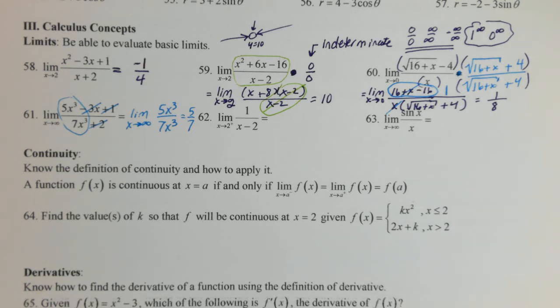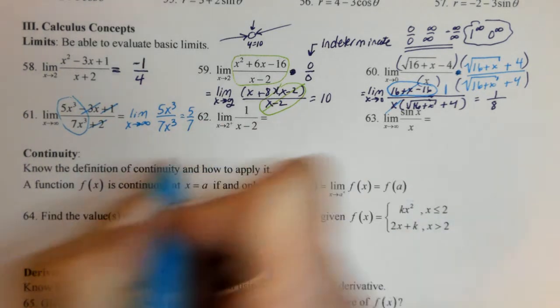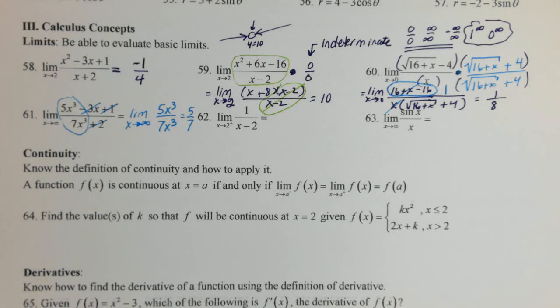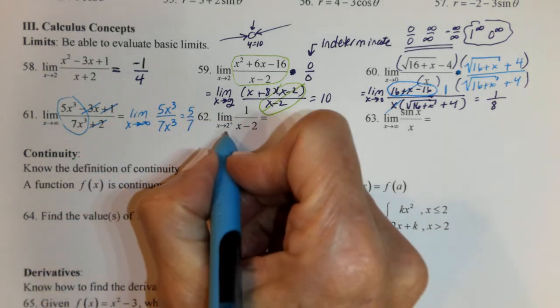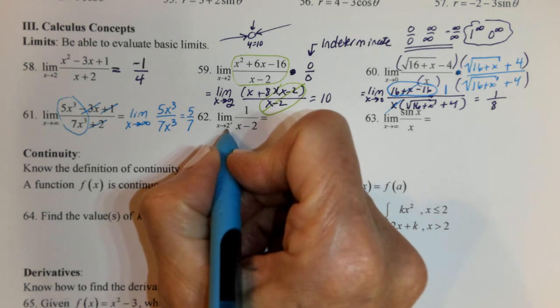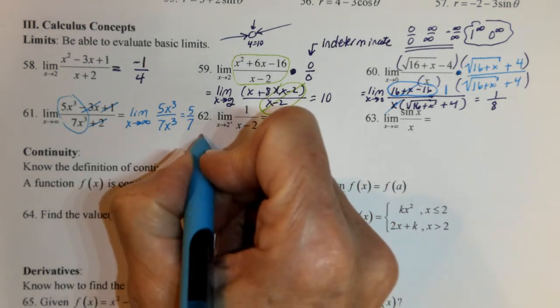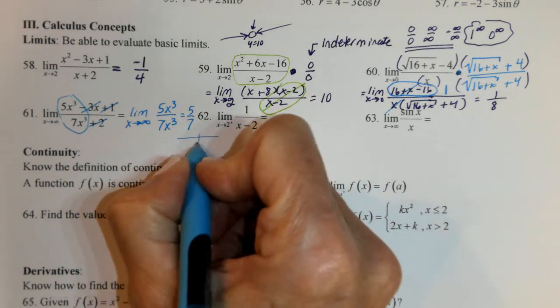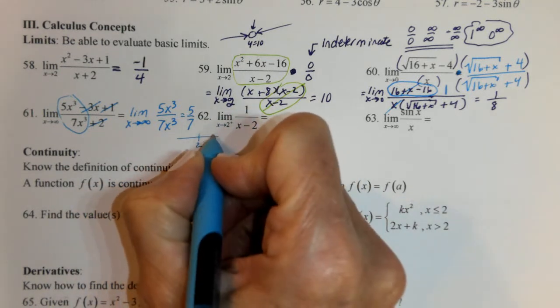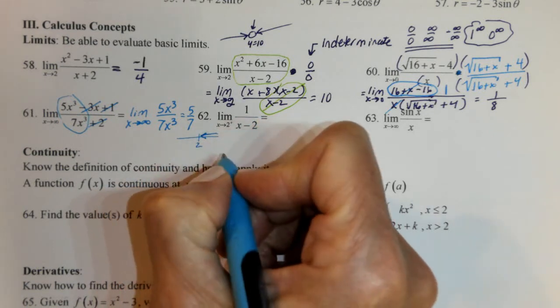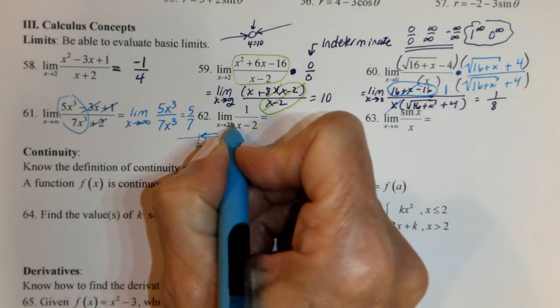Okay, in number 62, we have a one-sided limit. x is approaching 2, but only from the positive side, okay? Only from the positive side. When this is the case, here's how I like to think of it. I like to think of this as plugging in a number very close to 2, but on the positive side of 2. In other words, if this is 2 on the number line, I'm only coming at 2 from the right. This is a right-handed limit.